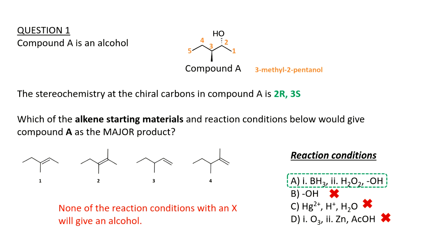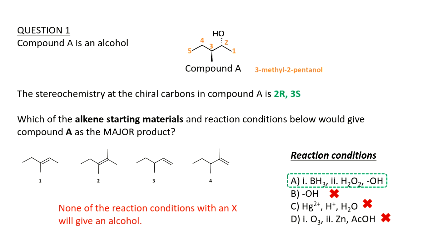Mercury and acid is normally used when we are hydrating alkynes to form enols into ketones. That will not work. If we use ozone followed by zinc and acetic acid, then that will give us an oxidative cleavage. It will cleave the molecule in 2, so that clearly won't work. And so the reagent conditions that would be effective would be to use borane followed by peroxide.